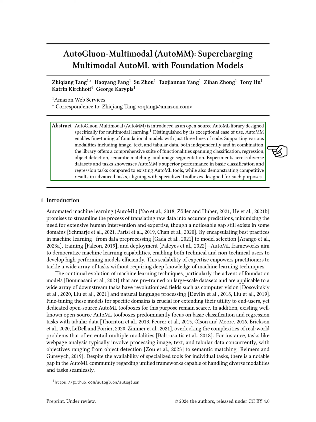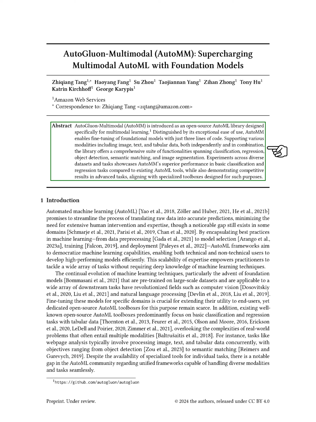To address these challenges, we introduce AutoGluon-Multimodal, AutoMM, an open-source AutoML framework designed for multimodal learning with foundation models. AutoMM, integrated into the AutoGluon ecosystem, allows users to fine-tune foundation models effortlessly with just a few lines of code. It supports various data modalities such as text, image, and tabular data, enabling tasks like classification, regression, object detection, semantic matching, and image segmentation.